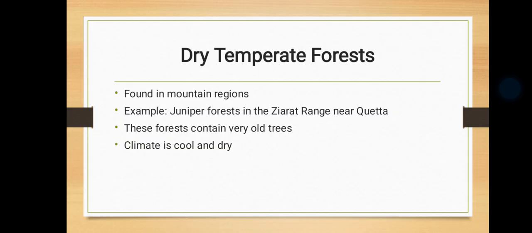thousands of years old. So the climate in these areas is not very wet, but it's cooler than the plains, which allows these trees to grow. And so the dry temperate forests are important because they help protect the soil, support wildlife, and maintain the natural balance of the environment.